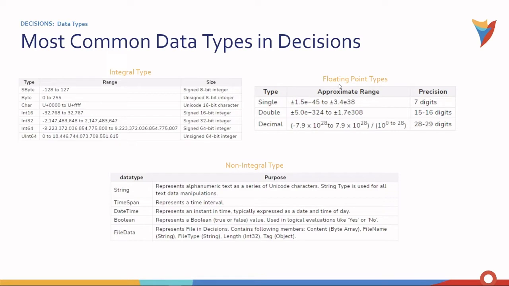Then down here at the bottom, we have our non-integral types. So of course, the string is going to be our basis for almost all of our data structures. And this represents the alphanumeric text as a series of Unicode characters. And string type is used for all text data manipulations. We have our time span, date time, a Boolean, true or false, and then finally our file data, which is where our bytes come into play as well.